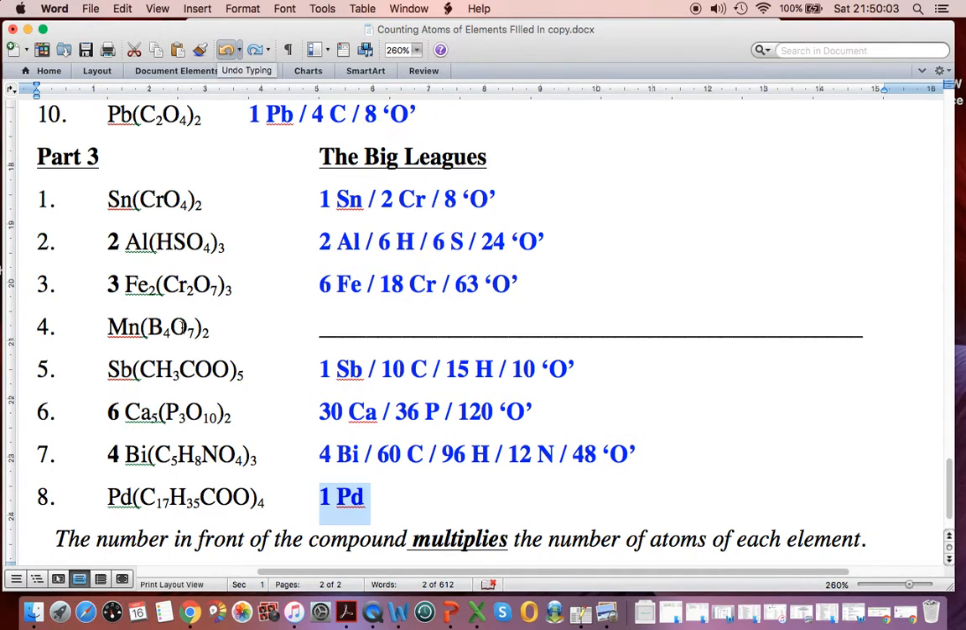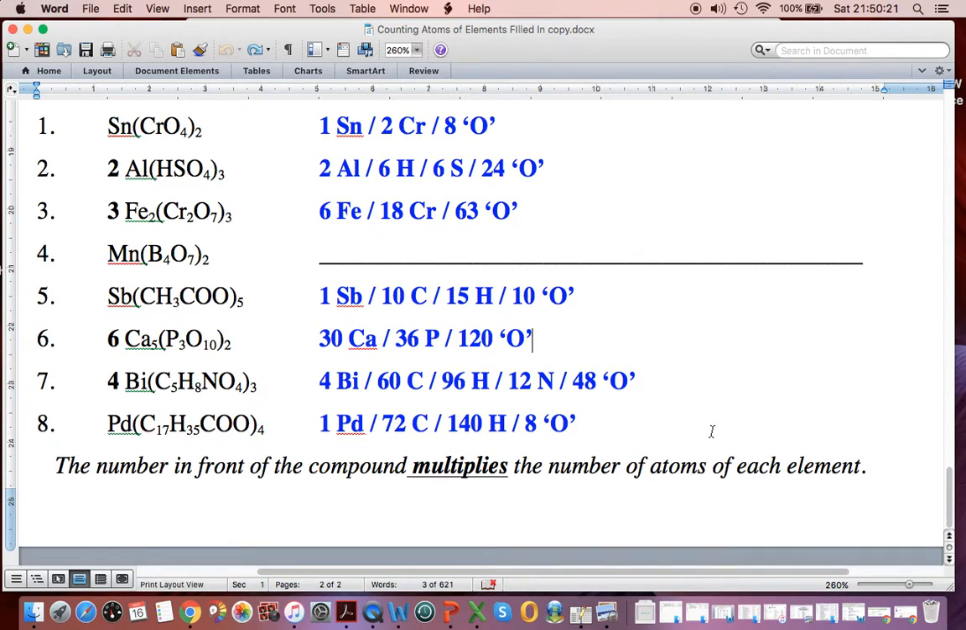So we have 1 palladium. And 17. Oh, got another one. 18. 18 times 4. We know that's got to be 72. And we go, oh, 35. 35 times 4 better be 140. And then we have 2 oxygens times 4, and we get our 8. So that should be very straightforward.